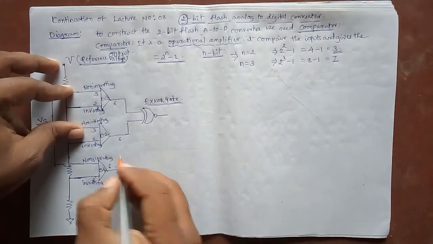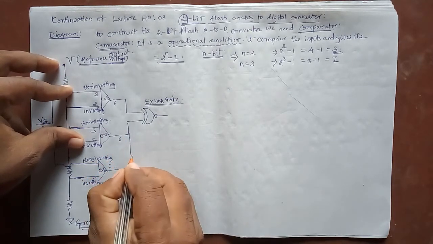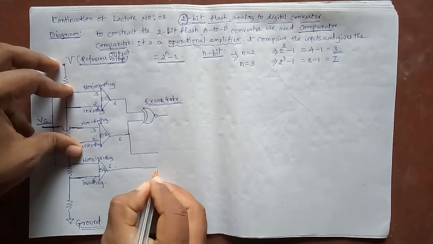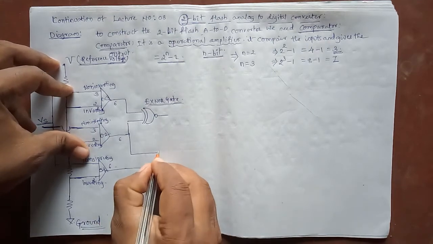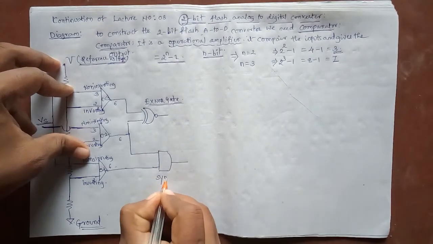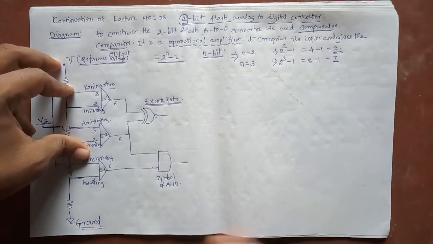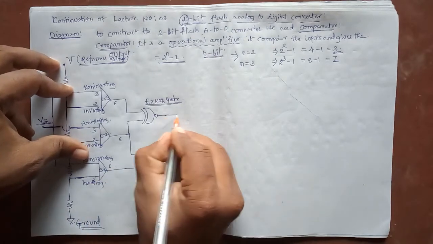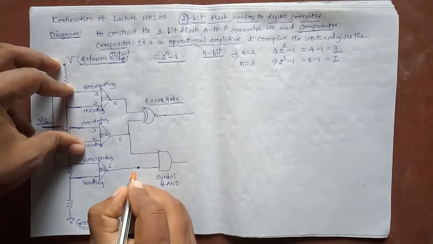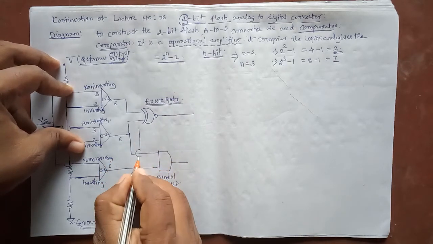Next, comparator 2 and comparator 1 are connected to an AND gate. This is the symbol of the AND gate, and here the output of this XNOR gate goes to the input of this AND gate. Here there is a connection, here there is no connection, I just jump the line.